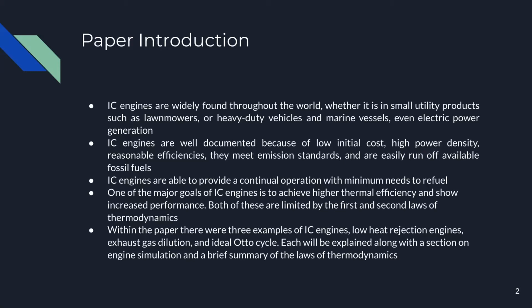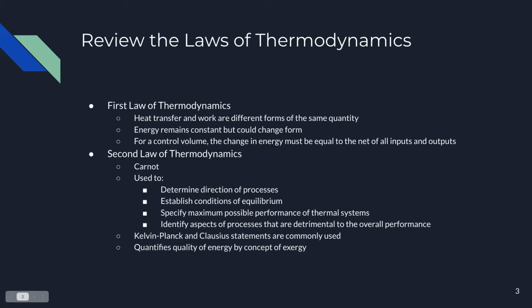Within this paper, you'll find three examples on IC engines, one being a low heat rejection system, an exhaust gas dilution system, and an ideal Otto cycle. So to begin with, we'll just do a quick overview of the laws of thermodynamics, being each the first and second law. The first law describes how work and heat transfer are different forms of the same energy, the same quantity, and can be transferred between. Energy remains constant, but can change form to, say, a mechanical output in the case of an engine.